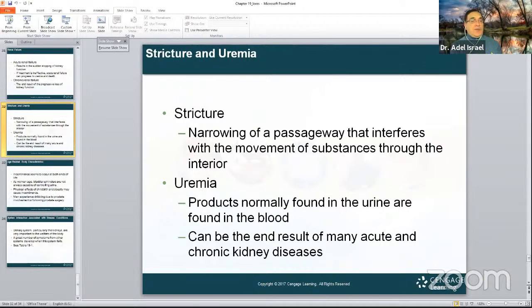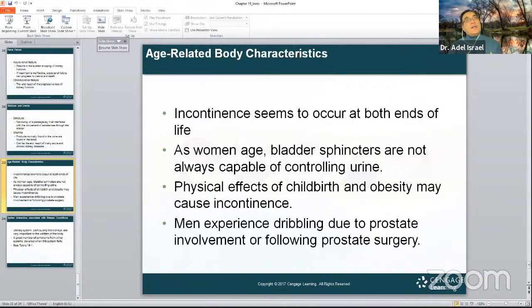So this is for uremia. Another point we have to focus on is age-related body characteristics. When we get elderly, what are the changes that normally happen when we reach such an age, and what is the effect on certain systems? So number one, incontinence seems to occur at both ends of life, like I said, in early life as a kid and with old age.